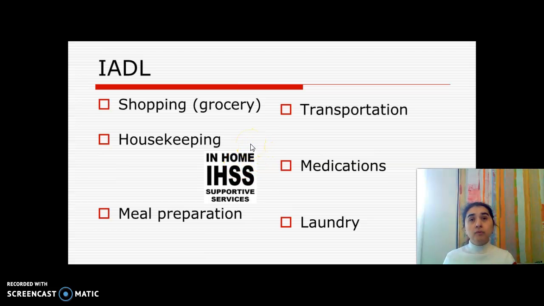A caregiver arranged from in-home support services can help with shopping, housekeeping, meal preparation, and doing laundry. Usually, this might be a person from in-home support services, or a geriatric patient can hire somebody from his or her family. It can be a daughter or a son, for example. But this is the difference between formal and informal caregiver.